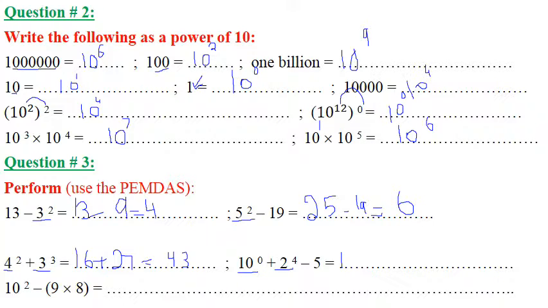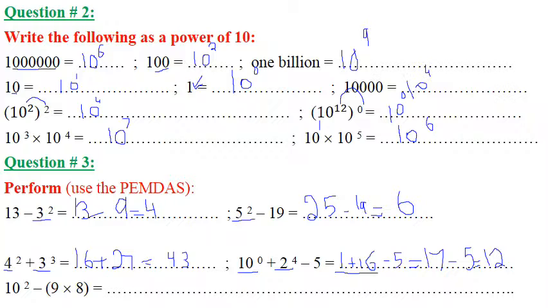Now 10 to the power 0, its answer, 2 to the power 4. 10 to the power 0 is 1, plus 2 to the power 4 is 2 times 2 times 2 times 2, which is 16, minus 5. Now 1 plus 16, we start from left because we have addition and subtraction. 1 plus 16 is 17, minus 5. So now it's simple, my answer is 12.